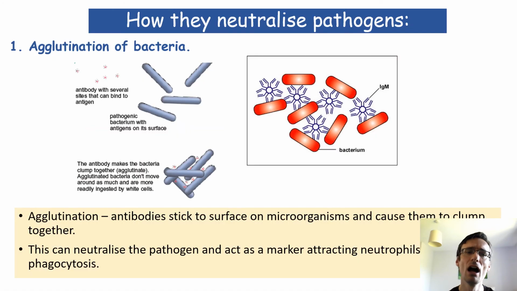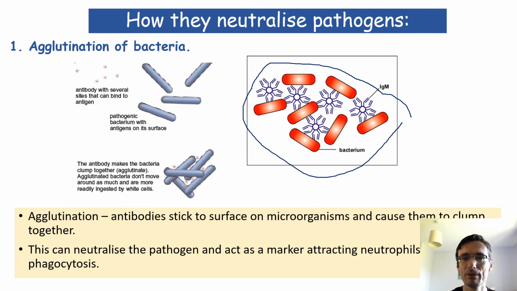So how they actually work, how they actually kill off the bacteria or the virus or the pathogen, well, they do it by something called agglutination. What agglutination is, is that the antibodies can stick to the surface of multiple microorganisms and cause them to clump together. So here you can see quite a nice picture of that. If they're clumped together, then they will no longer be able to infect you because they won't be able to work as efficiently. In terms of viruses, they won't be able to get into your cells.